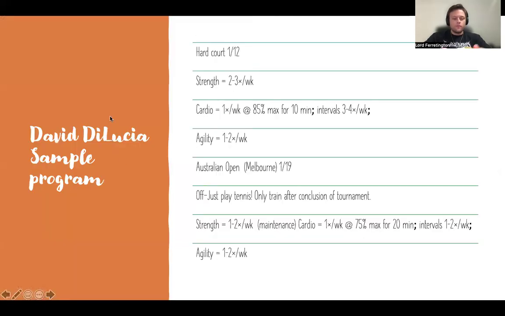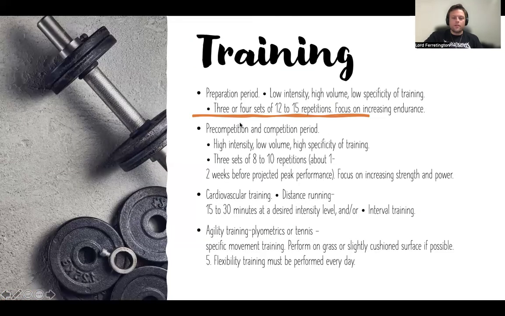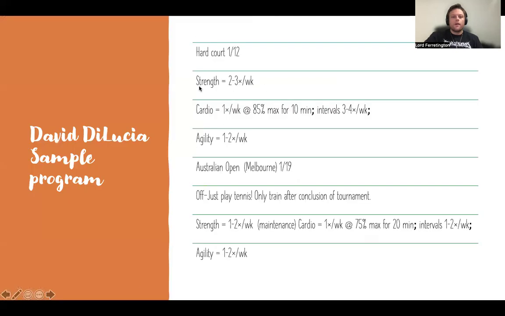And now, in that vein of training, we'll look at a former tennis player's sample program, David DeLucia. So he goes over his hardcore training. He did strength 2 to 3 times a week, cardio 1 time a week at 85% of max for 10 minutes, and intervals 3 to 4 times a week. This was more of their, if we go back, their mixture of preparation to pre-competition, where they focus on strength and endurance and agility.